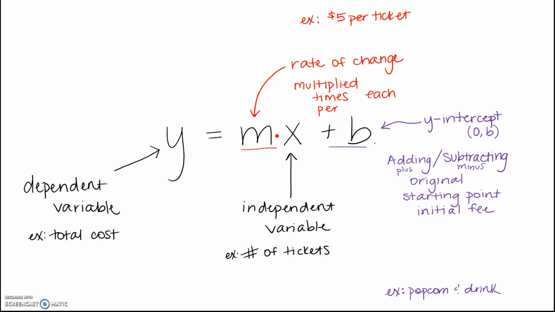So hopefully this is a good introduction for you into the problems that we're going to be working on today. So again, in your problem, you want to be looking for the keywords that mean multiply, like times, per, and each. That's going to trigger that it is your m, or your rate of change. And then you also want to look for a starting point or an original amount, and looking for the words that mean adding and subtracting. That's going to be your y-intercept. So those are the keywords you want to look for today.